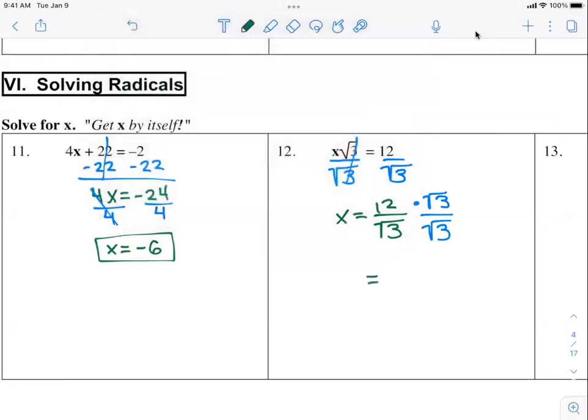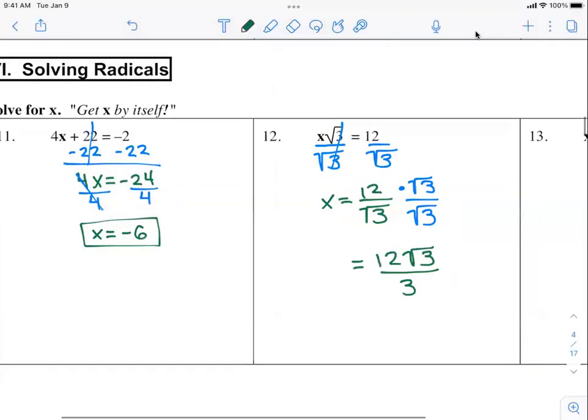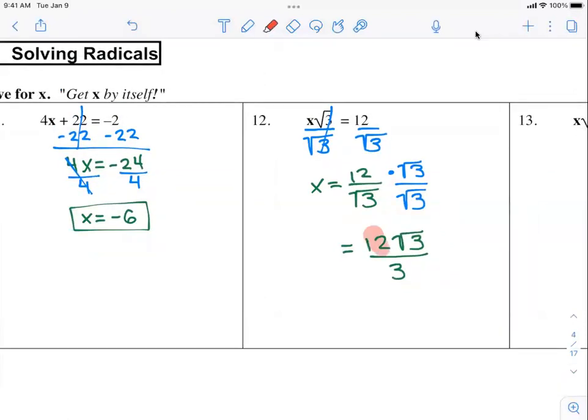So 12 times root 3 is going to give us 12 root 3. The bottom, root 3 times root 3 is root 9, which is really just the square root of 9, which is 3. Don't forget to check to see if you can simplify. We can. 12 over 3 is 4, so 4 root 3, and that's our final answer. We have now solved for x. x equals 4 root 3.